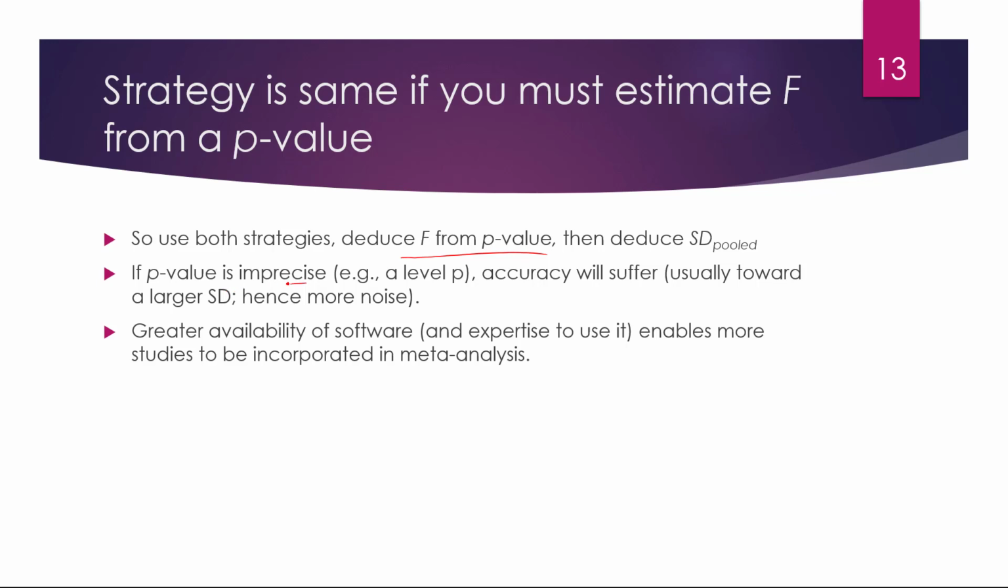And to the extent that it's imprecise, like a level p, 0.05, which is worse than, say, describing an effect as 0.001, you're going to have accuracy suffering. And usually that's going to mean the standard deviation you derive will be larger, and therefore effect sizes will be biased towards 0. So noise will make your effect size smaller.